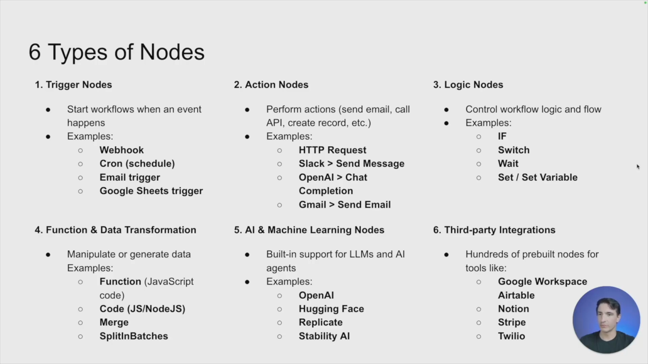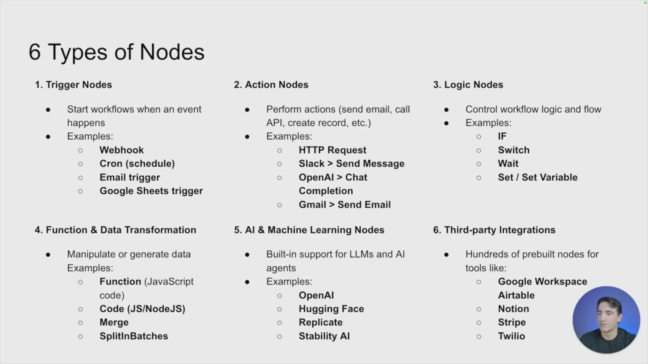The third type of node we have are logic nodes. So these are if-then statements. So for example, you can think of if you received maybe an order, you would want the order to be over $100. If it's over $100, then something else happens. So it provides some logic to the setup. Number 4, function and data transformation. This allows you to manipulate and generate data.